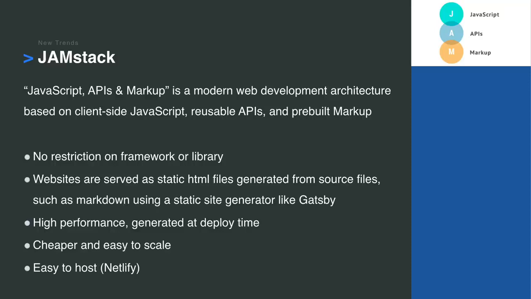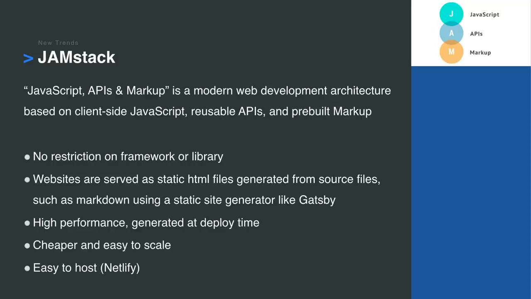The A is for APIs. Basically, all server-side processes or database actions are abstracted into reusable APIs. And then M, which is markup, is your pre-built templated markup. And in a lot of cases, this is done by a site generator like Gatsby and Markdown. Gatsby seems to be a very popular option to use with the Jamstack. And we talked about Gatsby earlier, so we have Gatsby generating the HTML and client-side JavaScript, and we have an API for our data source and interactions.